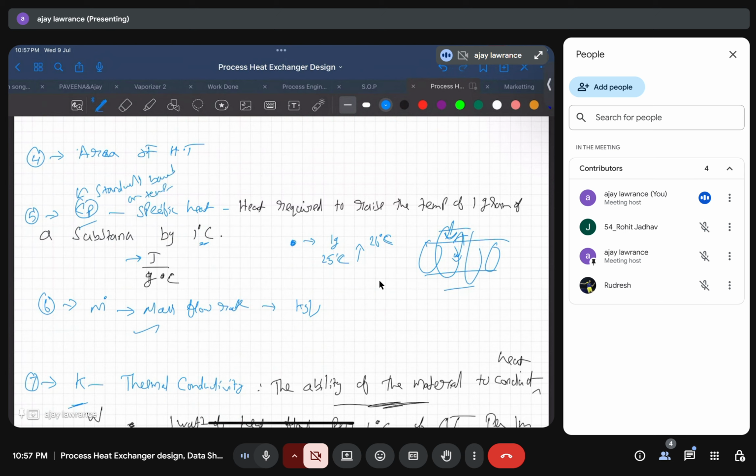So a temperature chart will be there. Based on that chart, you can get Cp, thermal conductivity, and everything. Everything will vary based on the temperature. So this is the definition of the specific heat.